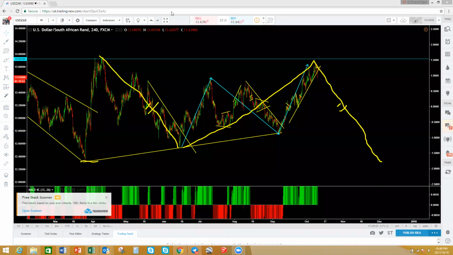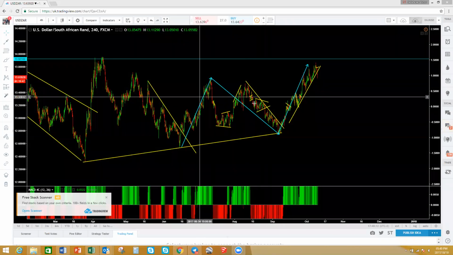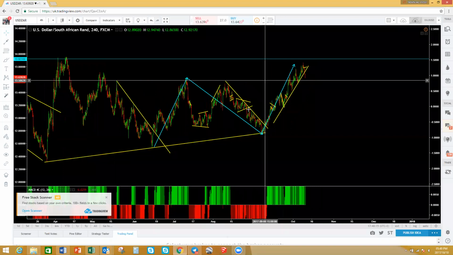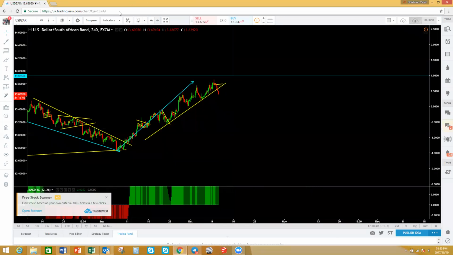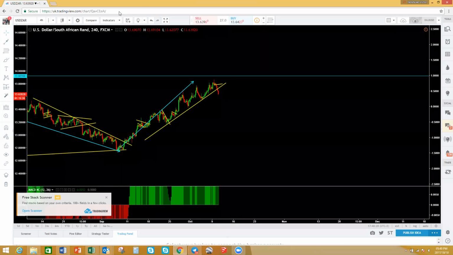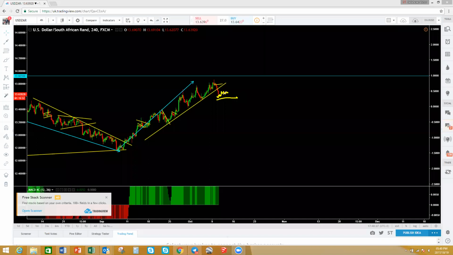So that's US dollar ZAR. We have now broken that uptrend. As I always say, breaking the trend doesn't mean we're ready to go. We need to break and make a lower time frame correction. So go onto the 1 hour chart.